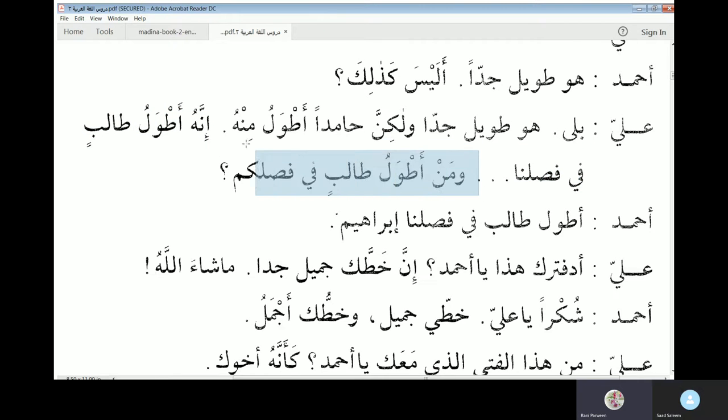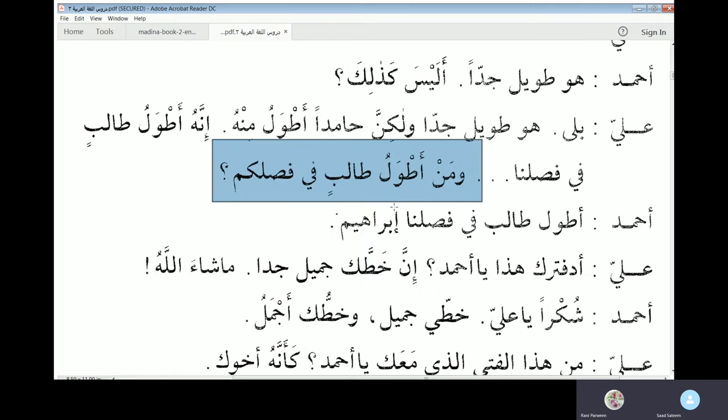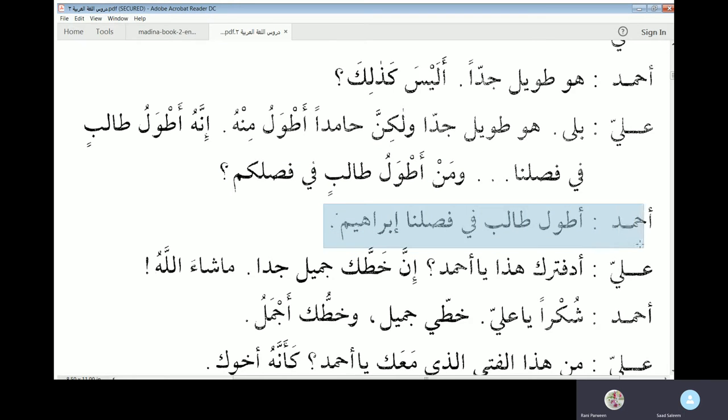ومن أطول طالب في فصلكم? And who is the tallest student in your class? أحمد: أطول طالب في فصلنا إبراهيم. The tallest student is Ibrahim in our class. Ibrahim is the tallest student in our class.